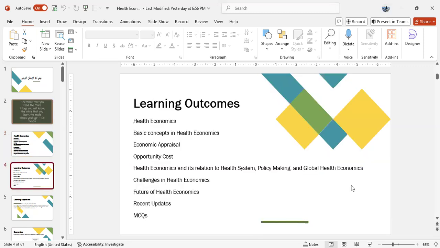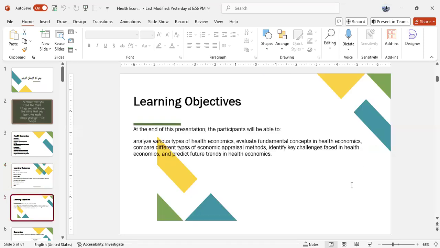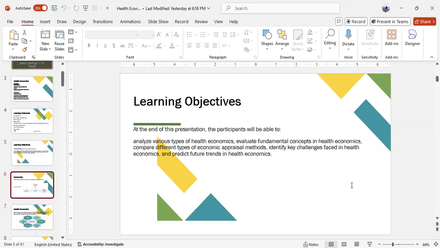Our learning outcomes will be health economics, basic concepts in health economics, economic appraisal, opportunity cost, health economics and its relation to health system, policy making, and global health economics, challenges in health economics, future of health economics, recent updates, and then MCQs. Learning objectives. At the end of this presentation, the participants will be able to analyze various types of health economics, evaluate fundamental concepts in health economics, compare different types of economic appraisal methods, identify key challenges faced in health economics, and predict future trends in health economics.